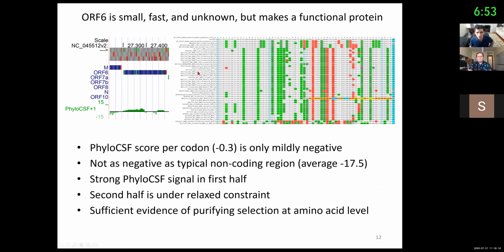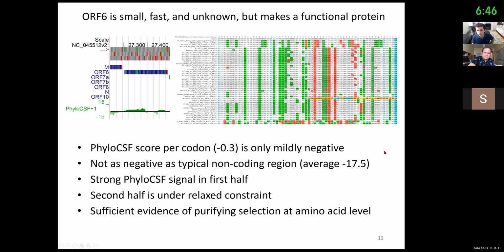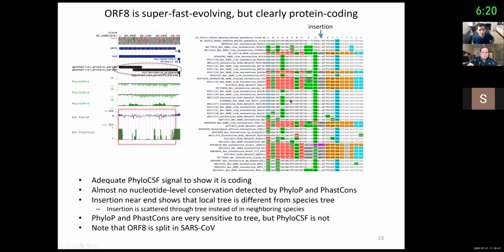So this is ORF6. You can see it's a very small ORF. Here's the start codon, here's the stop codon. You can see all of the conservation across the different sarbecoviruses. And again, the first half is extremely cleanly protein coding. The second half appears to have a pocket here of rapid evolution, but then is clearly protein coding as well. So ORF6 is indeed small. It is fast evolving. Its function is not very well characterized, but it does make a functional protein. What about ORF8?